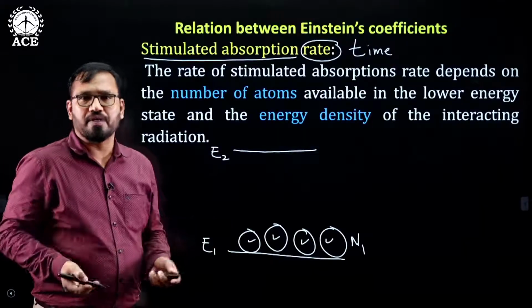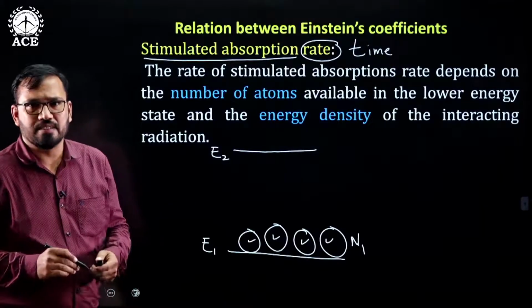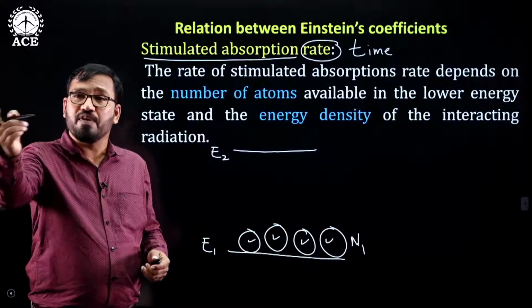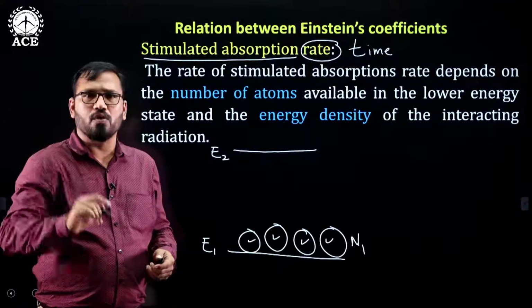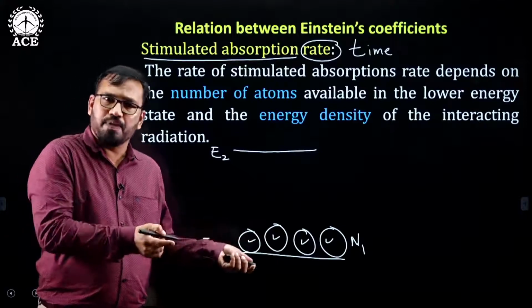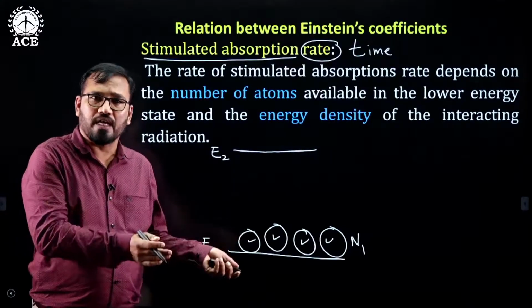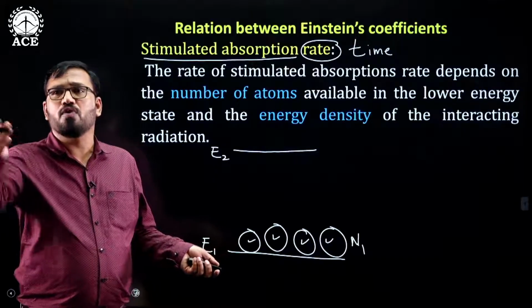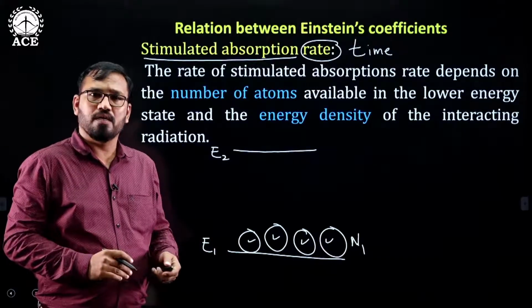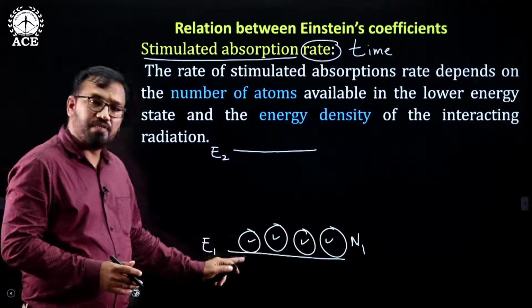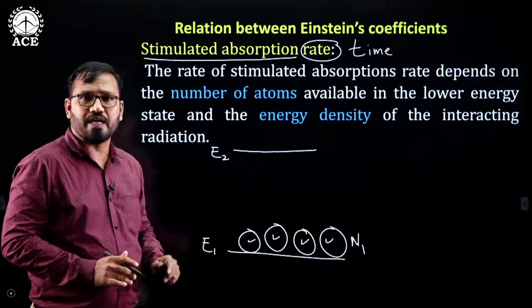For example, if you are having a class, the number of students leaving from the gate, leaving from the door, depends on the number of people present in the classroom. If you do not have many students in the classroom, you can't imagine that many students can leave the class. Similarly here also, E1 is the lower energy level, E2 is the higher energy level.